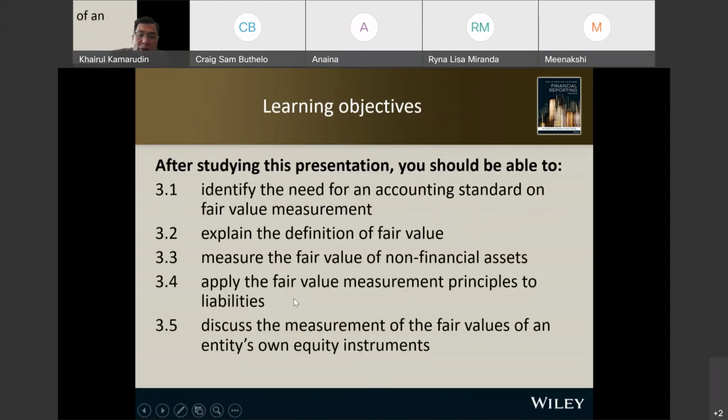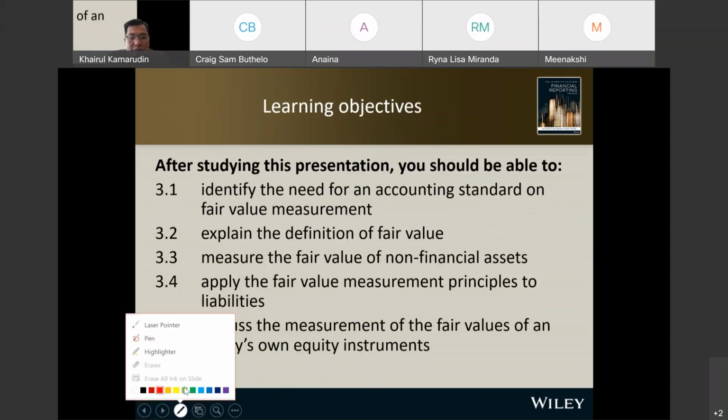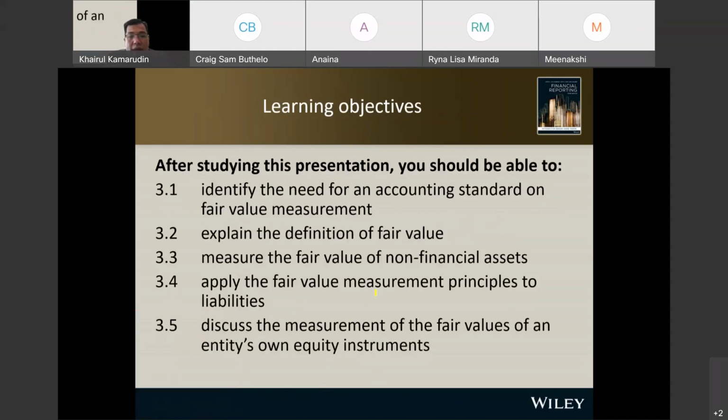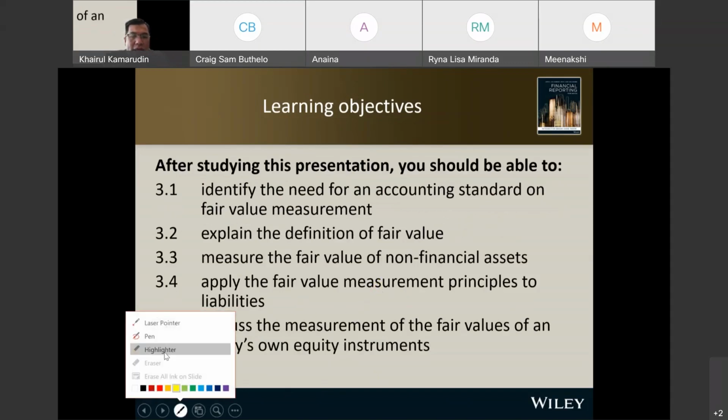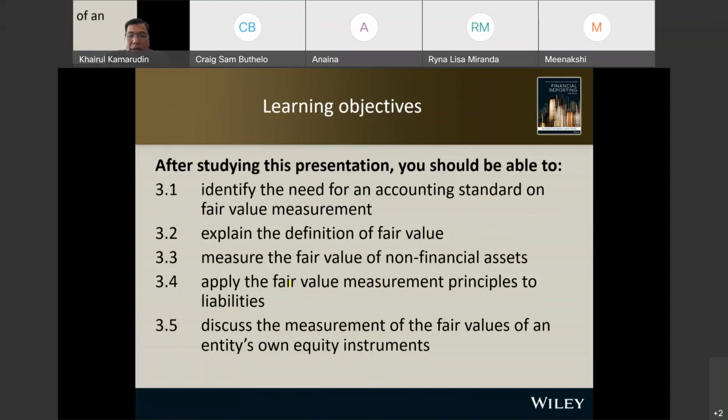We're going to apply fair value measurements to liabilities as well. We have liabilities when we borrow money from the bank, or issue debentures or bonds to cover our operations. We want to determine the correct value of liability that should be reported in our financial statements. This is more advanced. It's not about debit and credit. It's more on the process of identifying the fair value.